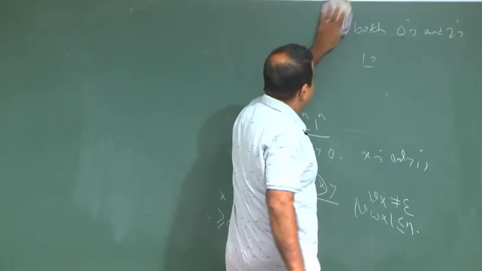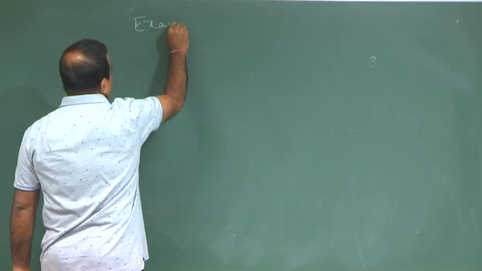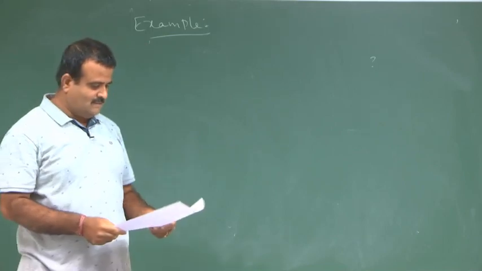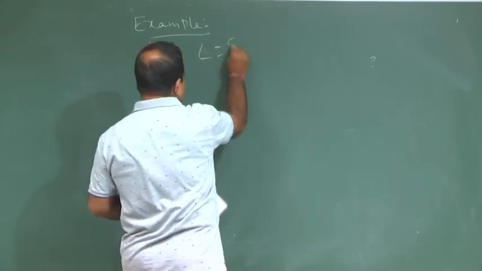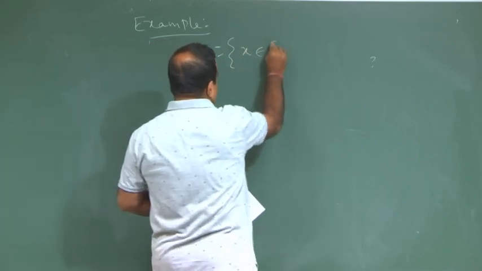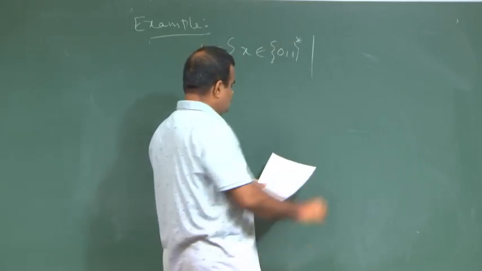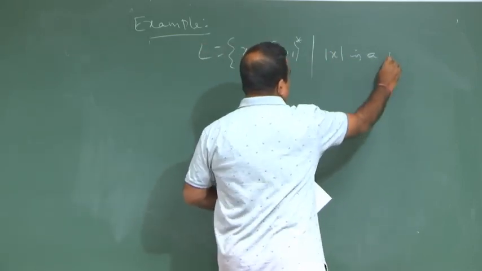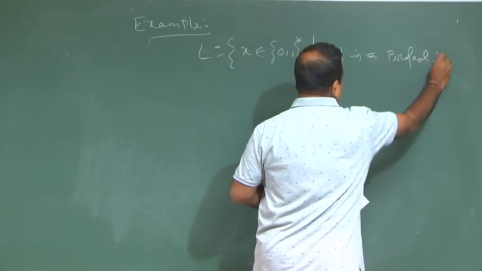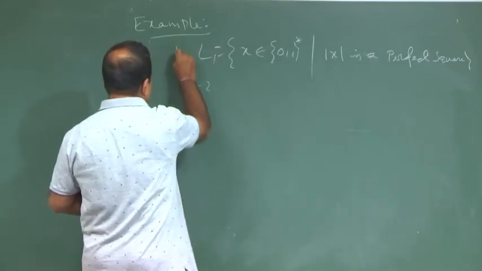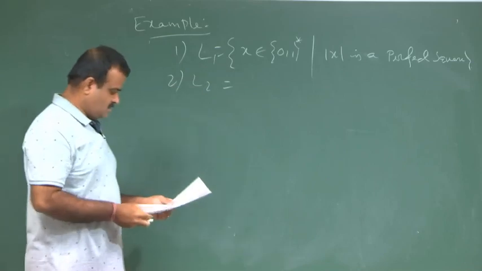I will take another example, but this proof is there in the lecture note for other examples. I will just state that. More examples we can prove using pumping lemma similarly. If we take an L like this, x belongs to such that mod x is a perfect square, this is not regular. This proof will be there in the lecture note.